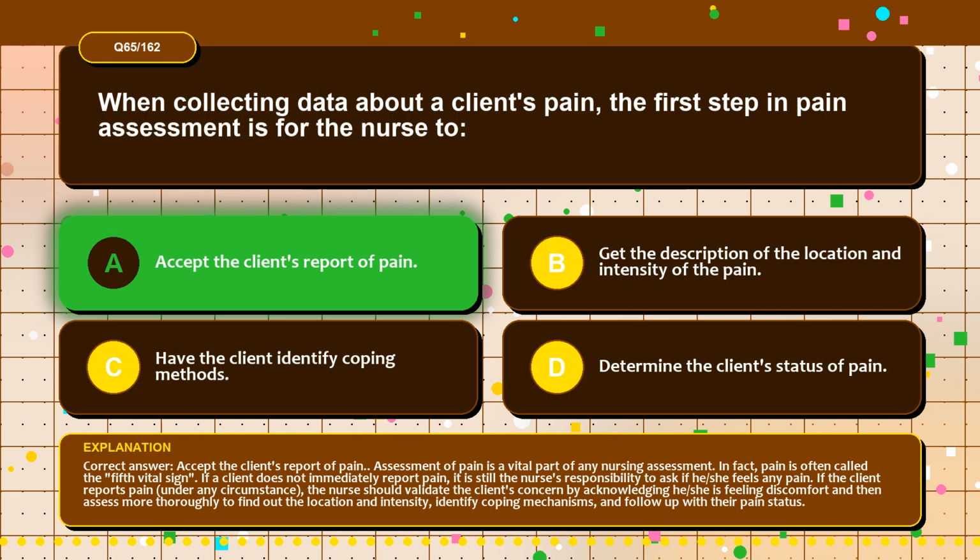If a client does not immediately report pain, it is still the nurse's responsibility to ask if he or she feels any pain. If the client reports pain under any circumstance, the nurse should validate the client's concern by acknowledging he or she is feeling discomfort and then assess more thoroughly to find out the location and intensity, identify coping mechanisms, and follow up with their pain status.